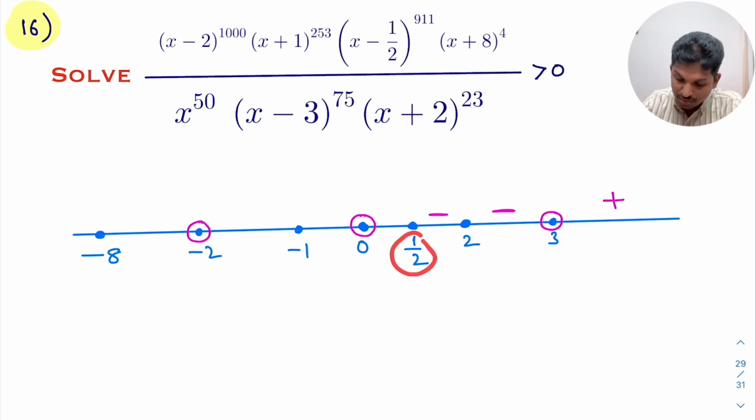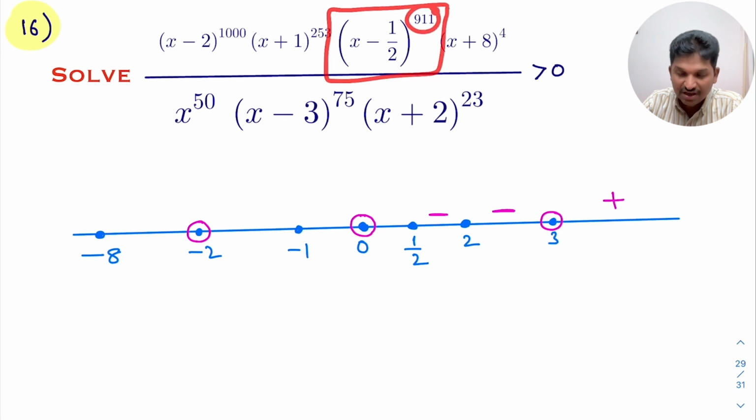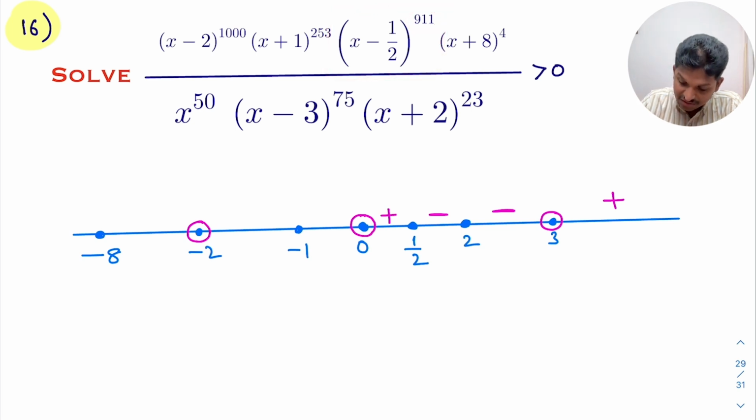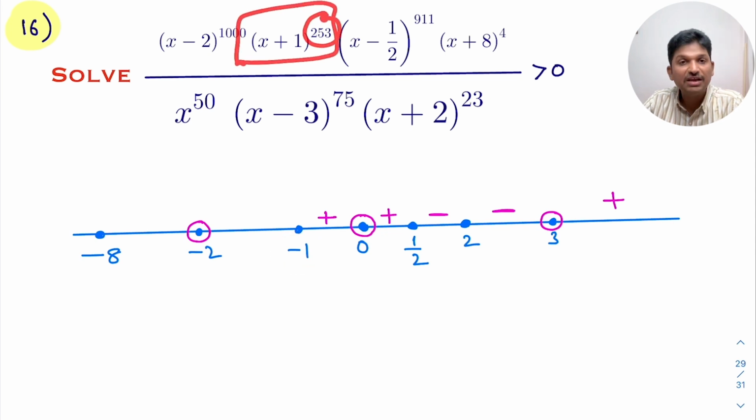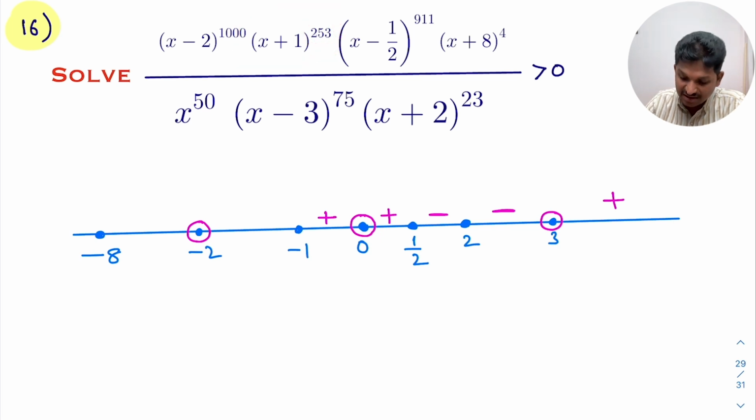Now, 1 by 2. 1 by 2 is coming from this, right? Here, what power is there? Odd power is there. When odd power is there, sign changes, this minus changes to plus. Okay. Now, this 0. 0 is coming from this. Even power is there. When even power is there, sign doesn't change. That means again plus comes. Now, here minus 1 is there. Minus 1 is coming from this. Here odd power is there. When odd power is there, sign changes.